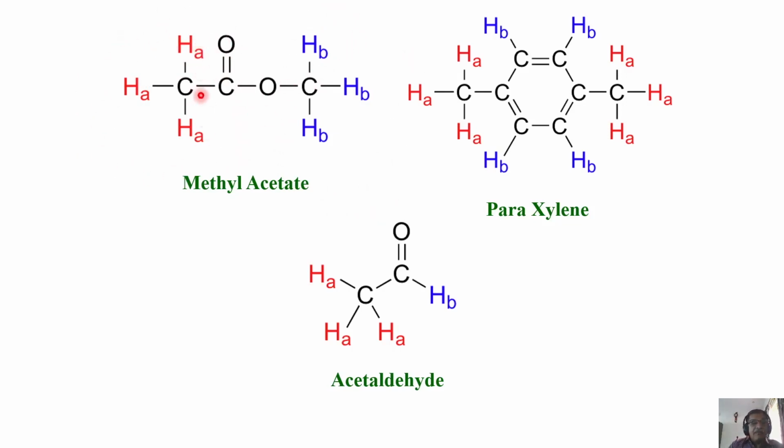So these three protons may be equivalent. These three protons of CH3 may be equivalent. But between them, this CH3 is different from this CH3. They are not chemically equivalent. So for methyl acetate, if I look for proton NMR, you get two different types of peaks. That's what we saw. Remember, in one of the spectra, I showed two CH3 peaks.